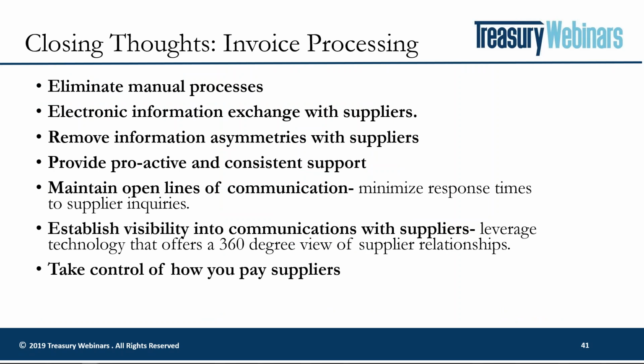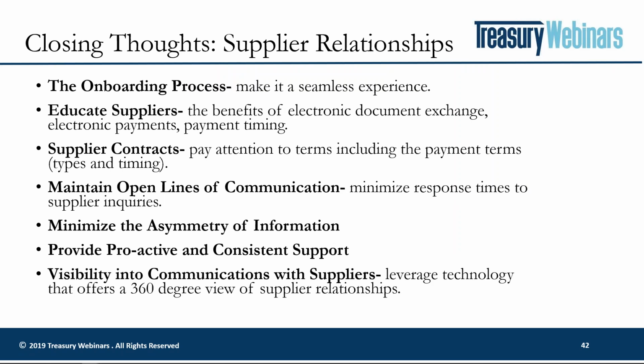So invoice processing, let's look at the key areas of value, why AP now matters. What does that mean? What do you want to do? Eliminate manual processes. You want electronic information exchange, remove asymmetries with suppliers, provide proactive support, maintain open lines of communication, establish visibility, take control of how you pay suppliers. Your AP automation solution should allow you to do all these things. Improvements in invoice processing, lowering that cost, dollar terms, time terms, supplier relationships.